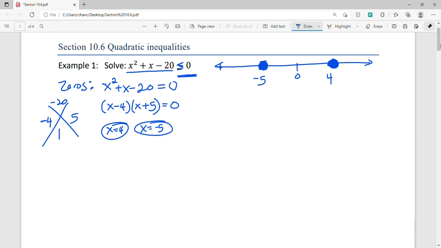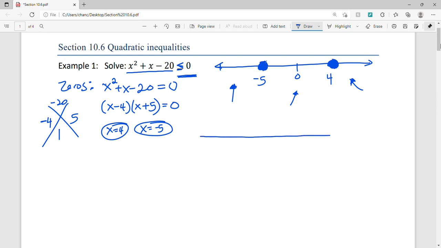Next, we'll look at values that are to the left of negative 5, between negative 5 and 4, and to the right of the 4. So I'm looking at the region on the left side of negative 5, between negative 5 and 4, and on the right side of 4. So there's three regions. Imagine if you had a rope and you cut it with the points at negative 5 and 4, you would have three pieces. That's why we need to test three regions.